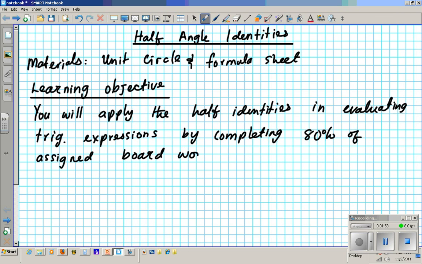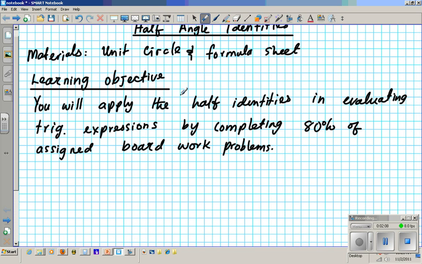So after the examples I give you, after the I do and you do, I'm going to give you some boardwork problems to try and expect you to complete 80% of the ones I'll grade in order to meet today's learning objective.